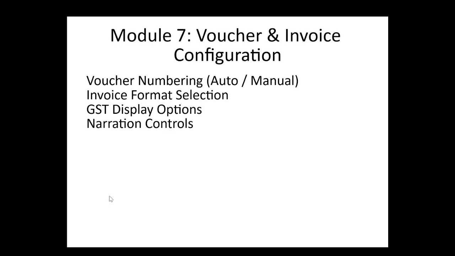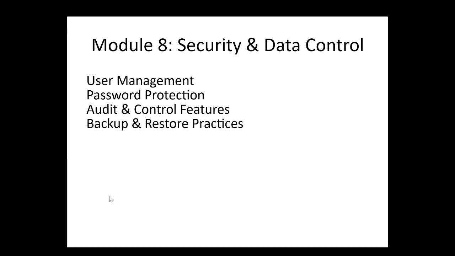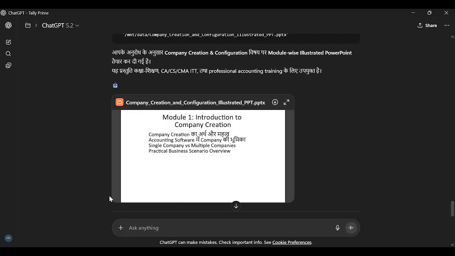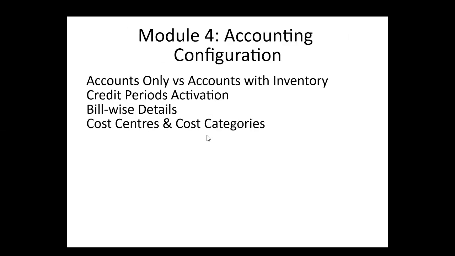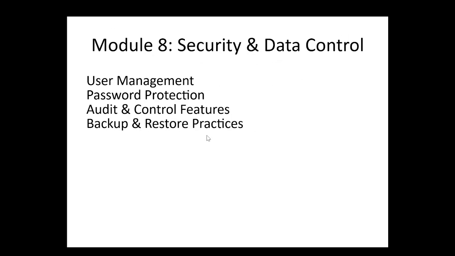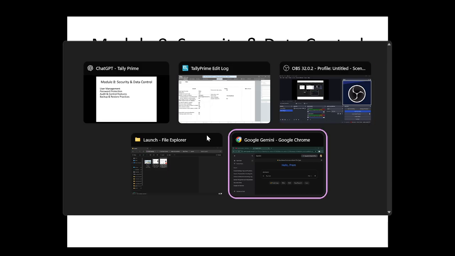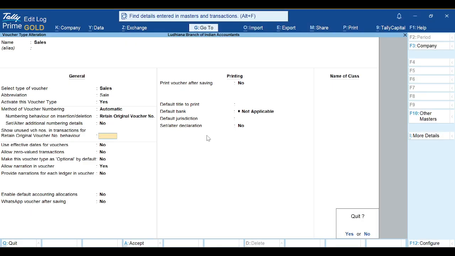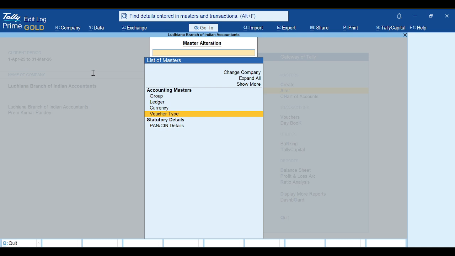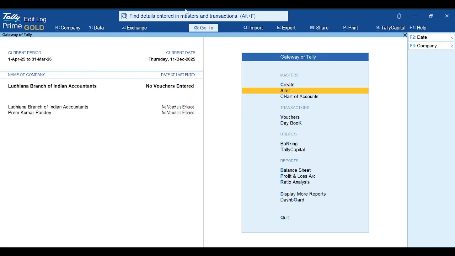All these are configuration. Now security and data controls, in which user management, password protection, audit controls, features, and backup and restore. What is actually backup and restore in TallyPrime? I'm showing you. This is actually Tally 7. Might be your Tally does not have this feature.